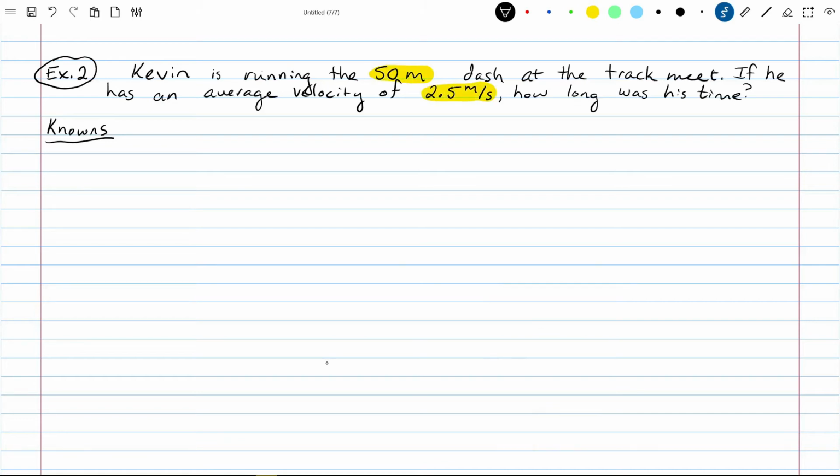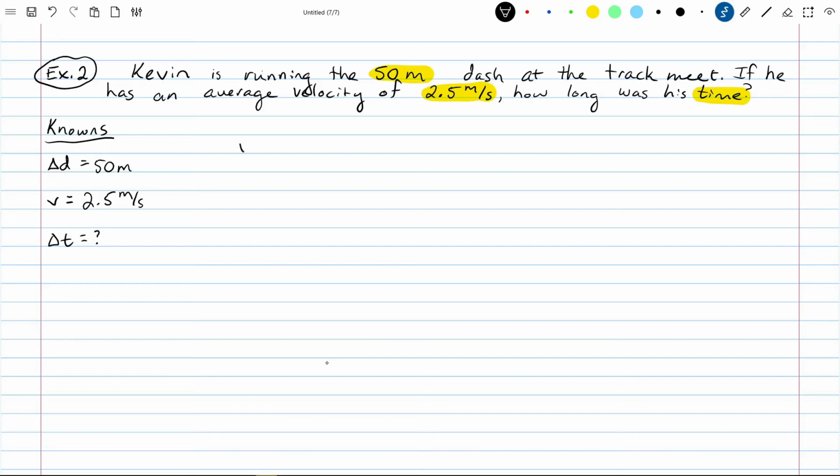It says that he's running a 50-meter dash, so we can assume that his total distance will be 50 meters. So our total, or change in distance, is 50 meters. It also says he has an average velocity of 2.5 meters per second. Therefore, we can assume that the velocity is 2.5 meters per second. And it asks, how long was his time? So we don't know how long it took him to run those 50 meters yet. We're going to use this information in our equation to solve for time.